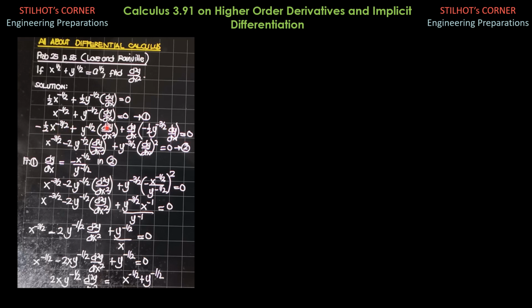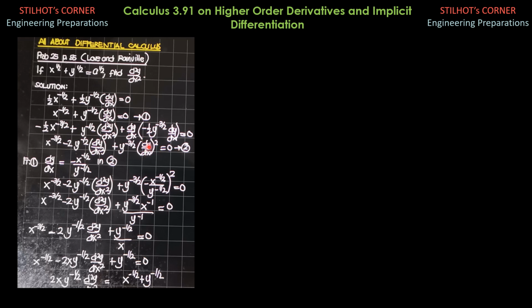Multiply everything by negative 2, so we have x to the negative 3/2, then minus 2 times y to the negative 1/2, second derivative of y with respect to x, then plus y to the negative 3/2. Take note, we multiply this by negative 2. So positive y to the negative 3/2 dy dx quantity squared equals 0. Call that equation 2.